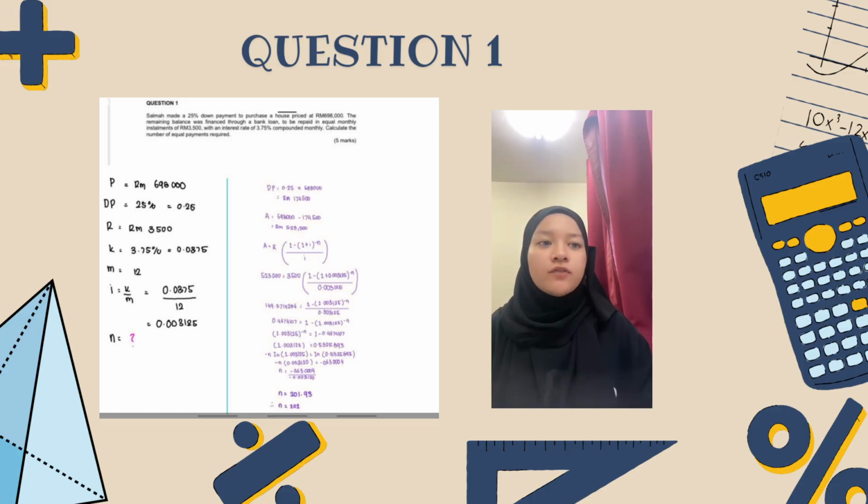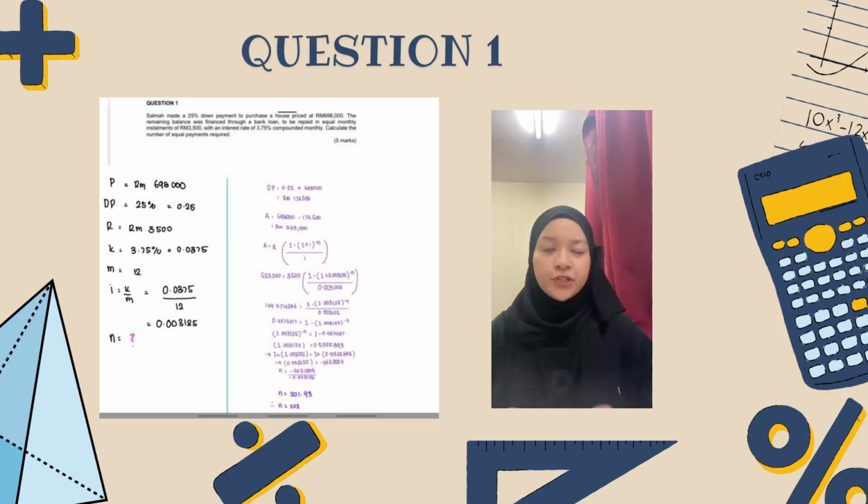For this question, we're going to use A equals R[(1 - (1 + i)^-n) / i]. That is the formula that we're going to use for this question.